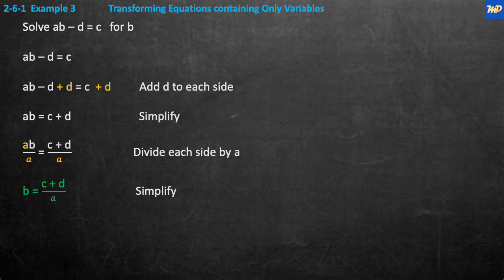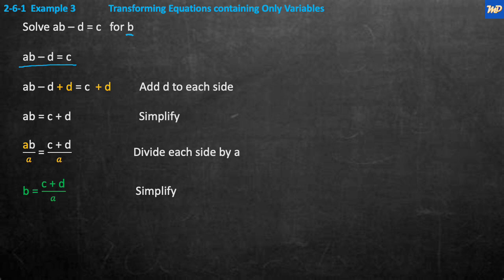Now let's try this one. Solve, transforming equations containing only variables. There are no numbers in this. It's just letters, just variables. So let's try this one, okay? So it says solve a times b minus d equals c, and we're going to solve it for b. So the first thing we did is write the equation, making sure we're solving the correct equation: ab minus d equals c. That looks correct.